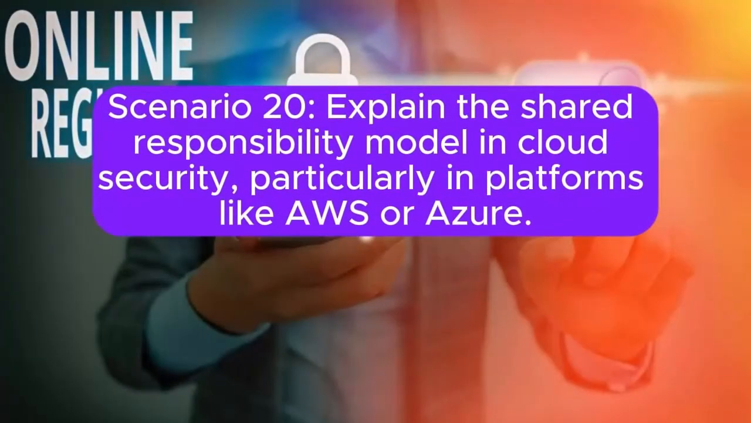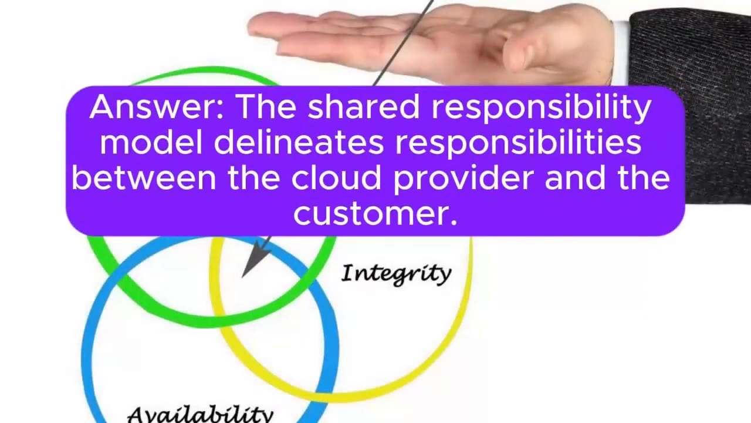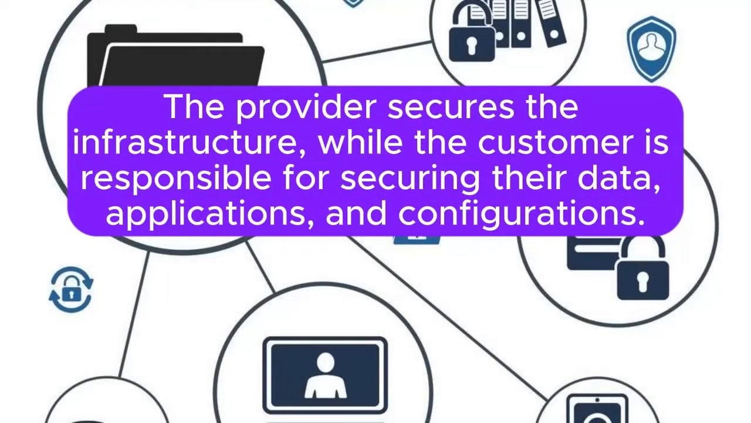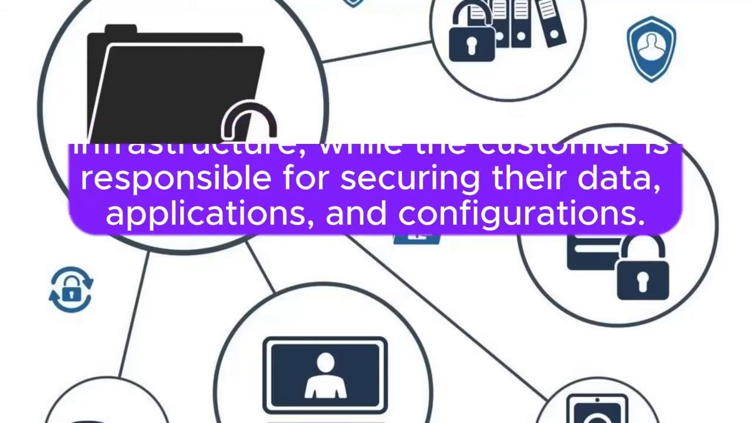Scenario 20. Explain the shared responsibility model in cloud security, particularly in platforms like AWS or Azure. Answer: The shared responsibility model delineates responsibilities between the cloud provider and the customer. The provider secures the infrastructure, while the customer is responsible for securing their data, applications, and configurations.